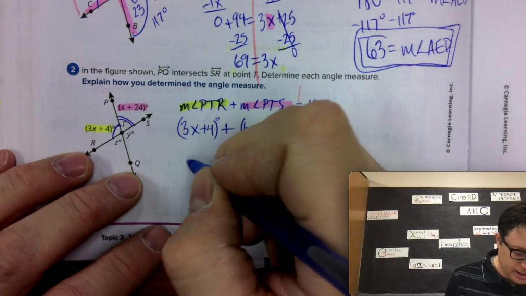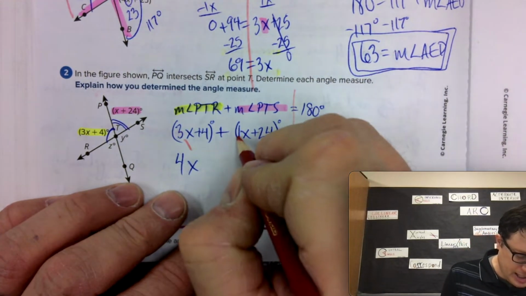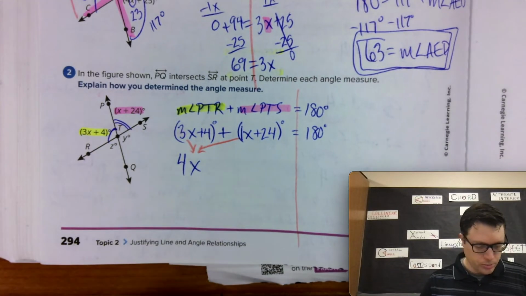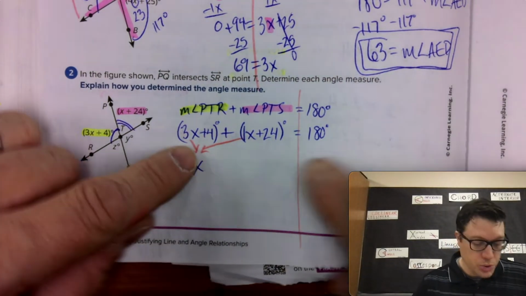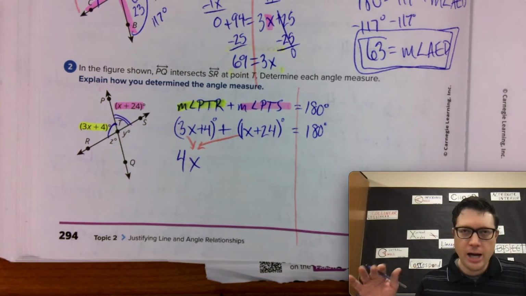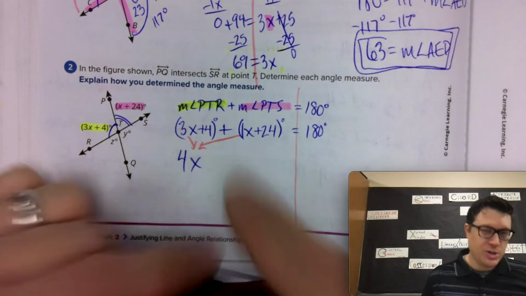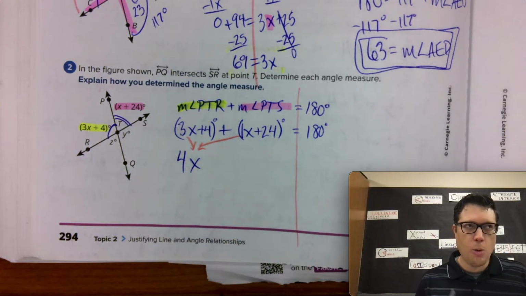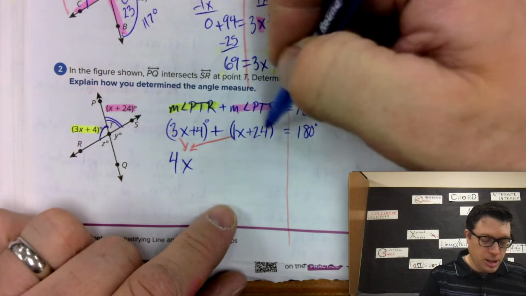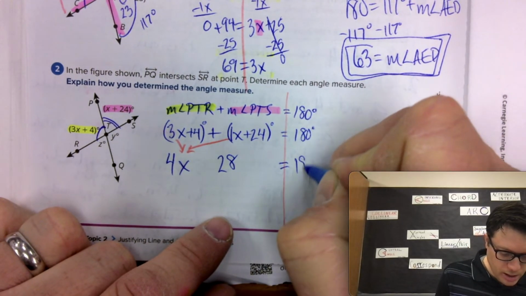So 3 plus 1 makes 4x. And I like to draw a little connecting arrow, like they're coming together. 4 plus 24, those don't have x's next to them, so they're like terms, they're similar terms. They're not variables, they're just numbers, 4 and 24, which is different than 3x and 1x. That's how many variables are together. 4 plus 24 makes 28, equals 180.